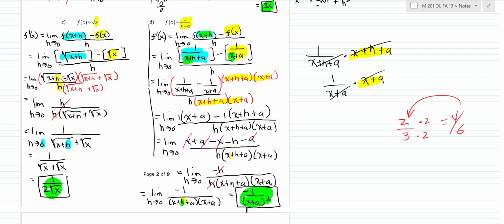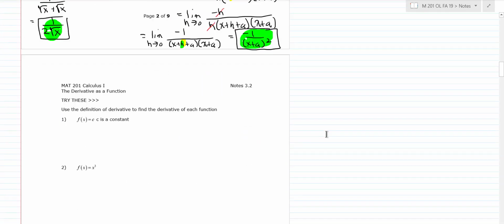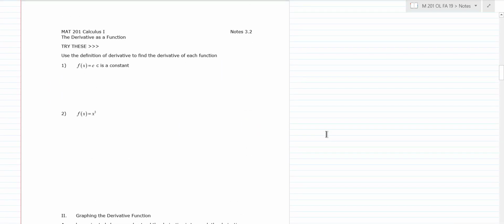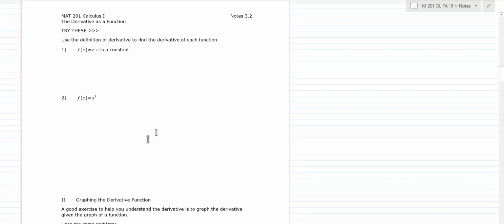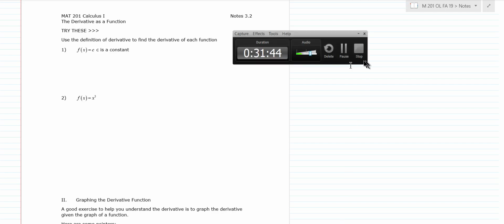Okay, good place to pause if you need to stop and think through what I just did. Otherwise, go to the next page and see if you can set up these two right here and do these. X to the third, you can get into some algebra because you're going to have to do x plus h to the third somewhere in the problem. This one's very easy, but sometimes students have a little trouble setting that up. I'll go ahead and pause and see what you come up with on these two examples.